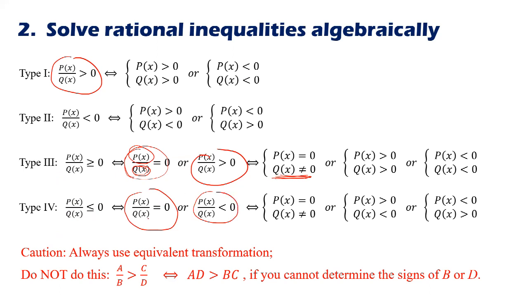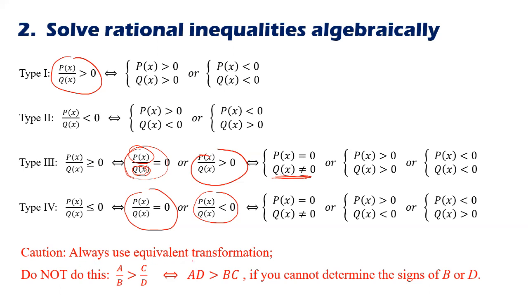For the equation, in order to solve it, you need to ensure that px is 0 and qx is not 0. And for this inequality, if px over qx is less than 0, this means the signs in front of px and qx are different, right? So you can either have px is greater than 0, and at the same time qx is less than 0, or you can have px is less than 0, and at the same time qx is greater than 0, right? Okay, so pay special attention.